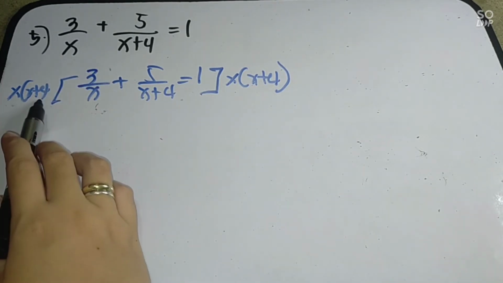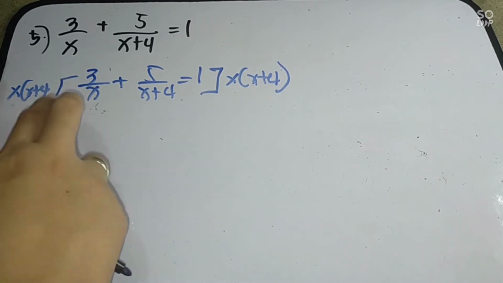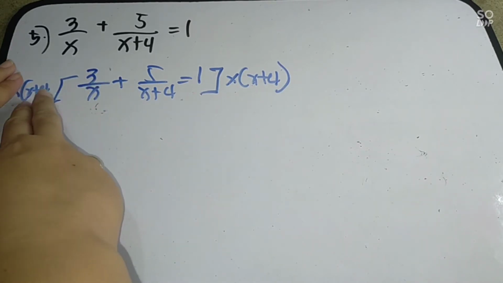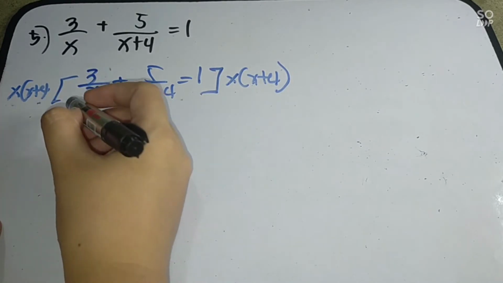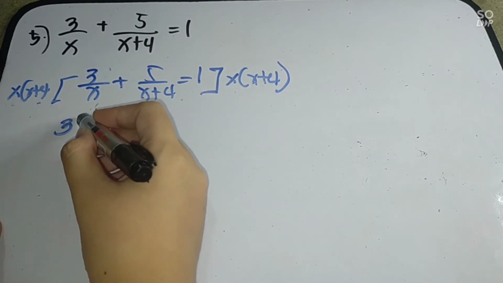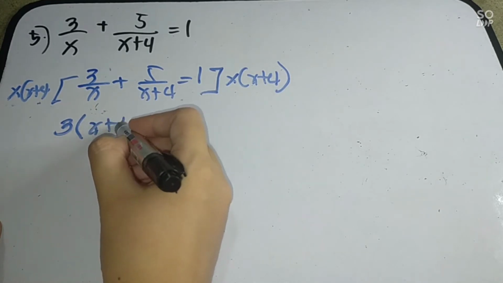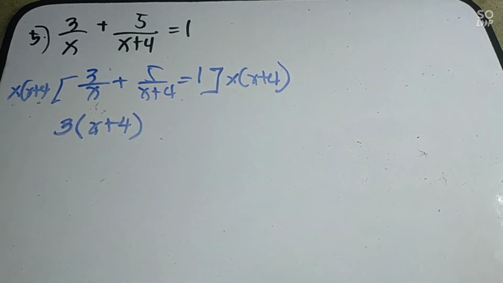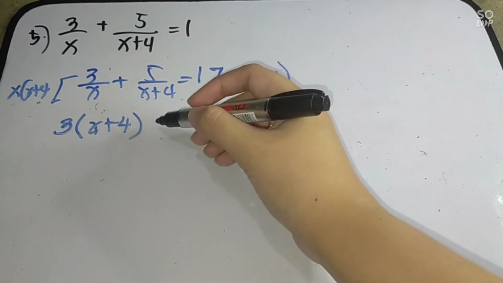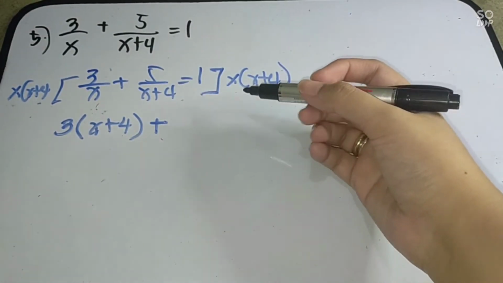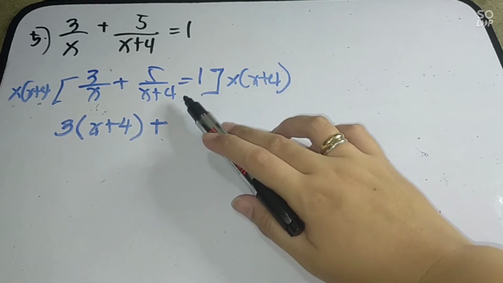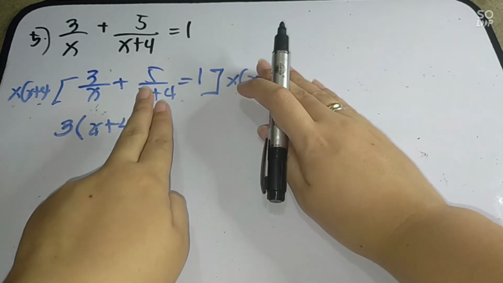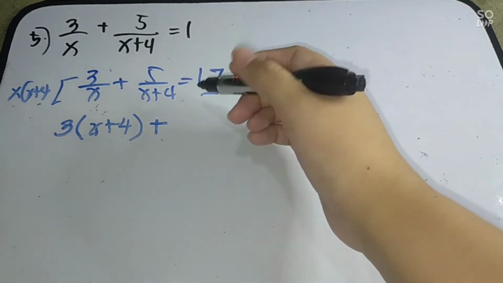So, x times x plus 4 divided by x. So, divide natin by x, ang natira ay si x plus 4. So, yung x plus 4, multiply natin by 3. So, it becomes 3 times x plus 4. Yan. Then, we have here plus, copy. Then, x times x plus 4 divided by x plus 4, dinivide natin. Ang natira ay si x, multiply natin by 5.